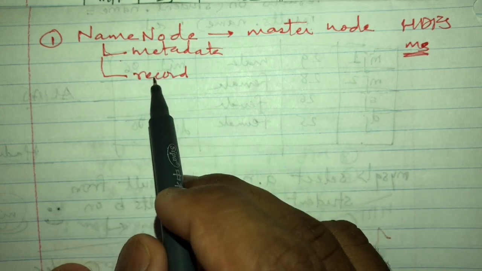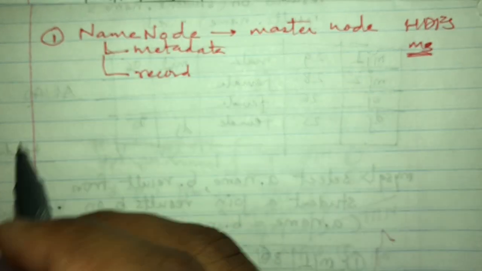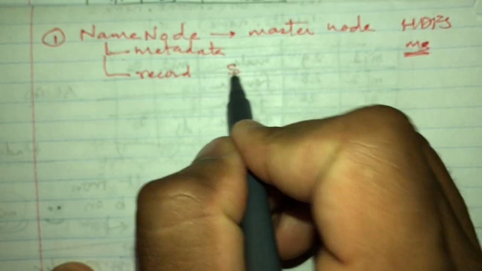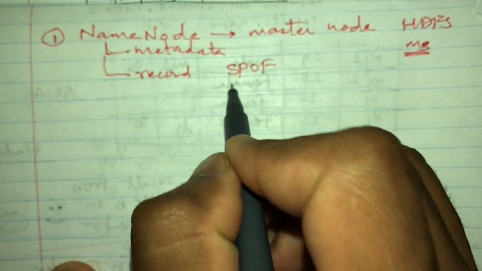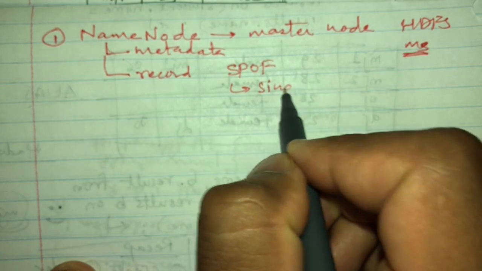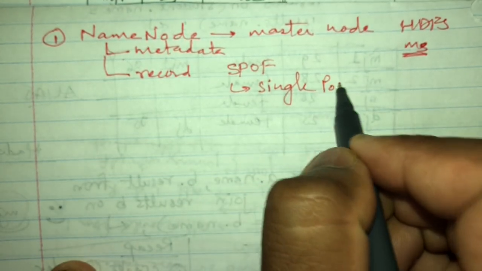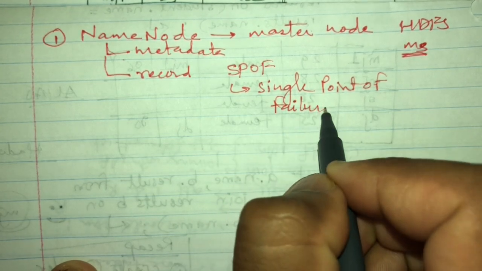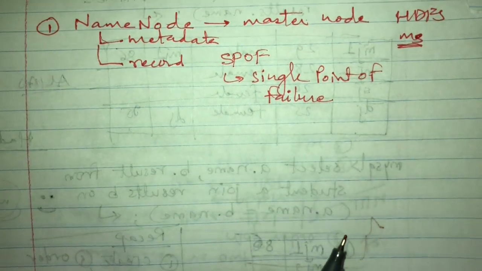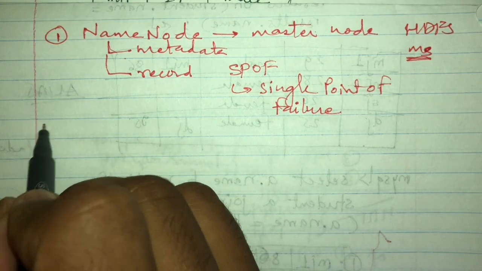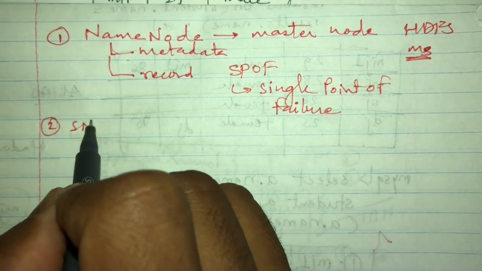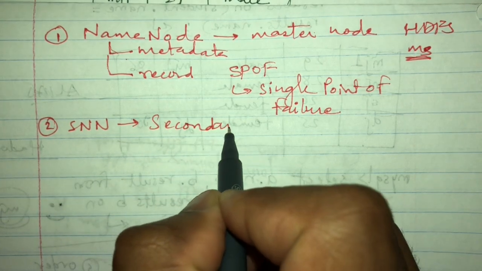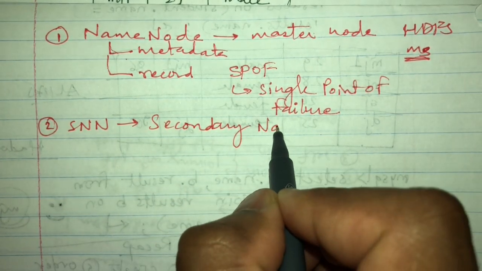So if the name node goes down, the entire system goes down, and that's why the name node is also known as SPOF, which stands for single point of failure. This was one of the drawbacks of earlier Hadoop versions, but that drawback has been overcome with something called the secondary name node, which is also known as SNN.